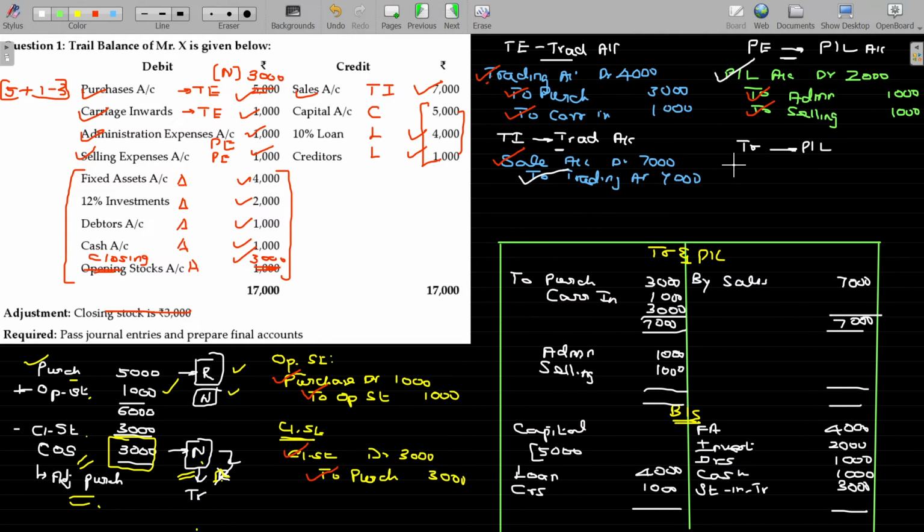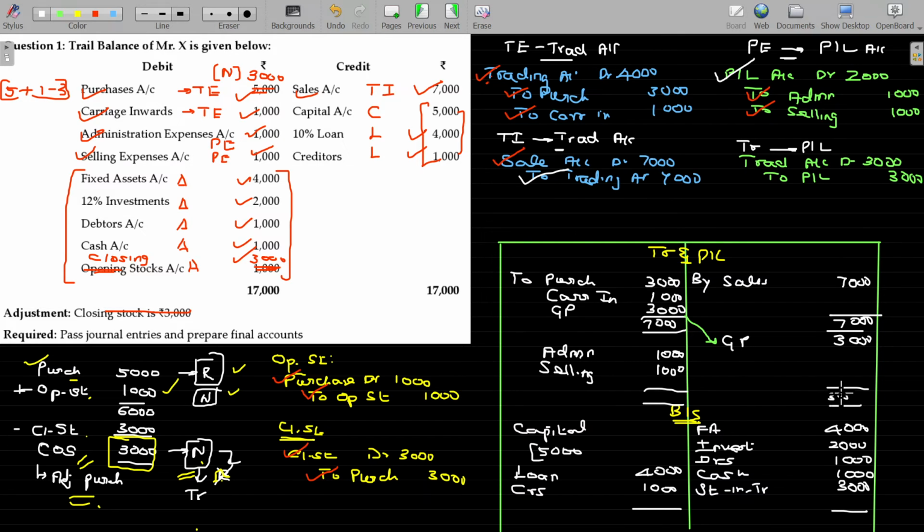The entry being debit the trading account, to P&L account. This value being 3,000. By passing this entry, it is understood that this GP is transferred to the P&L account. So this is GP and I transfer that to P&L account here, 3,000 rupees.